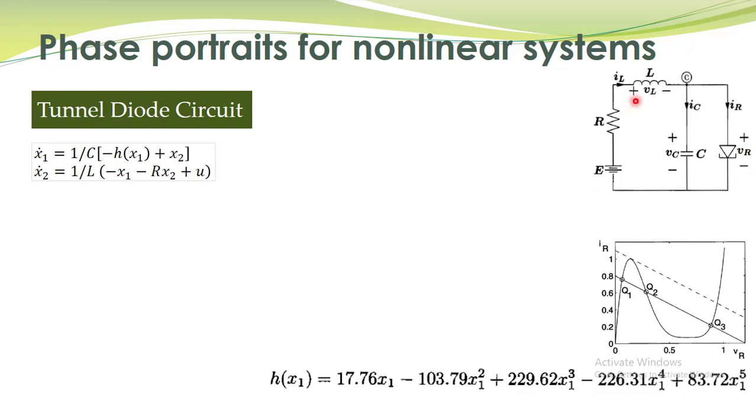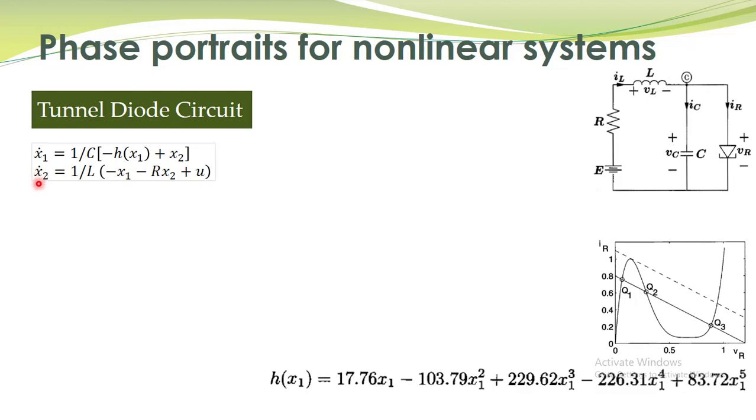x2 is the current through this inductor, and h(x) is the current through this diode. Then the voltage across the capacitor, what is this current? IC is the difference between these two currents. This current is into the node, this current is out of the node, and this current is also out of the node. So this current minus this current is IC, the current through the capacitor. Then 1 over C times this current is the derivative of the voltage across the capacitor. Is it clear?